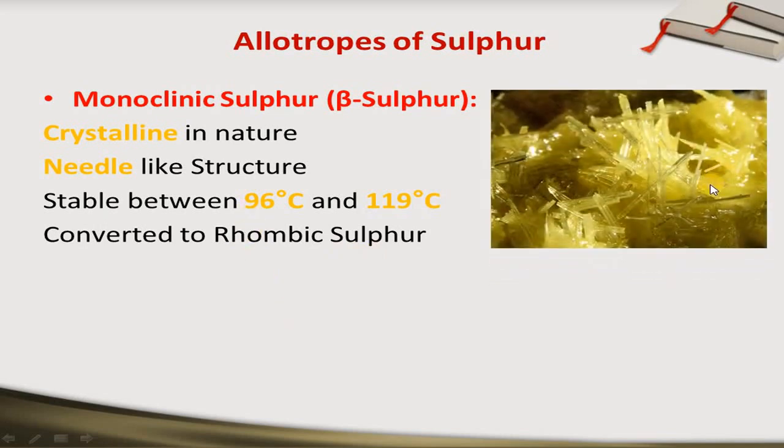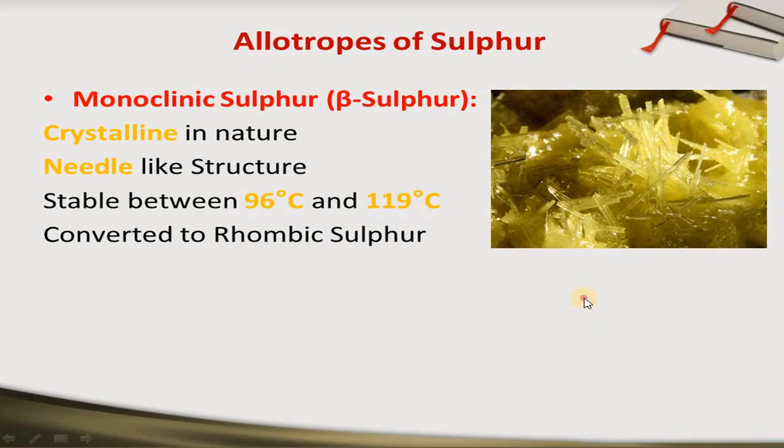This figure represents the structure of monoclinic sulphur. Just look at this. They also have a yellow color, but their appearance is different from rhombic sulphur. Monoclinic sulphur has a needle-like structure.